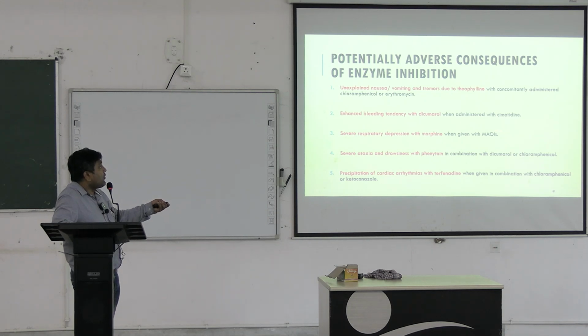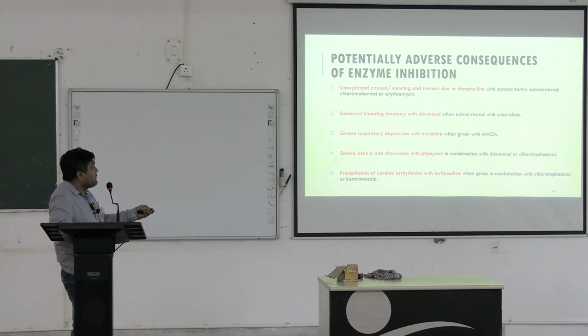Morphine, when co-administered with monoamine oxidase inhibitors. Now, these are metabolized by these enzymes, so morphine level will increase. There will be severe respiratory depression. A patient on phenytoin with dicumarol or chloramphenicol, phenytoin toxicity can occur leading to severe ataxia and drowsiness. Terfenadine is banned in India nowadays. When taken in combination with chloramphenicol or ketoconazole, severe precipitation of cardiac arrhythmia may occur, and that is the reason the drug has been withdrawn.